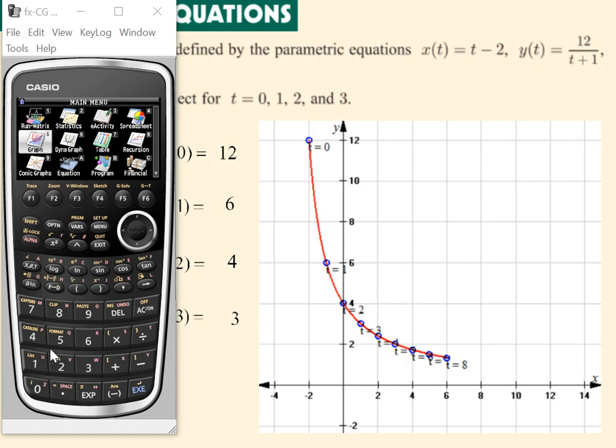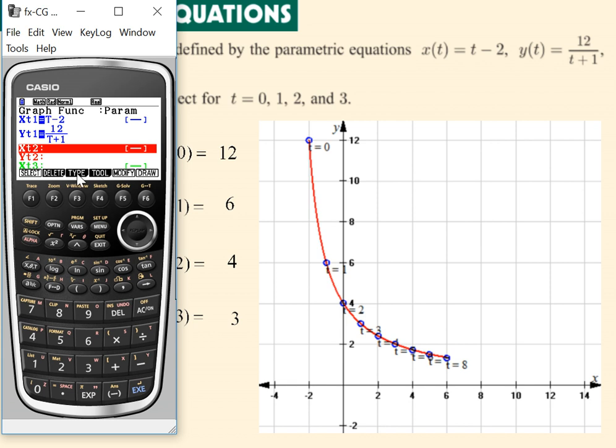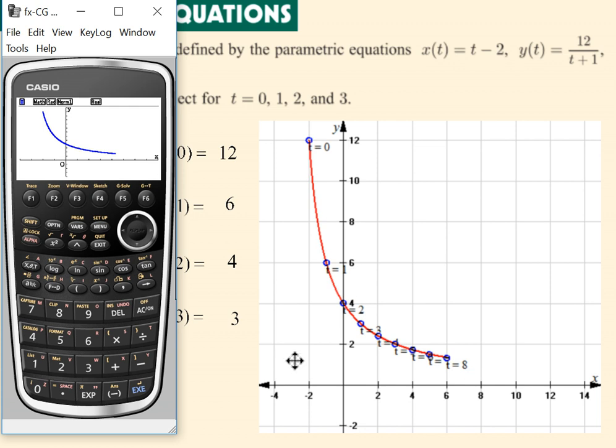If we go to graph mode, we need to change the type of graph into parametric. Usually we do y equals, but now we want parametric, so F3. I've entered in t take 2, 12 on t plus 1, and if we were to draw that, we end up with the same curve we have here. We don't actually see the individual points, but if I go to trace, then I can jump between t values, and at this point I'm starting at t equals 0. If I push across, then I'm going up by 0.01 each time. So I can change that.